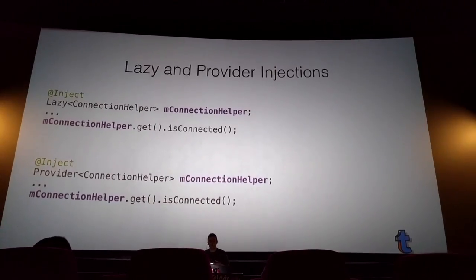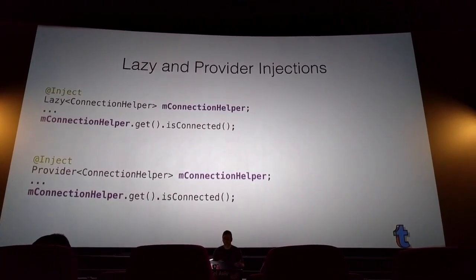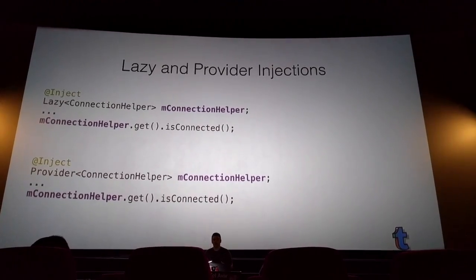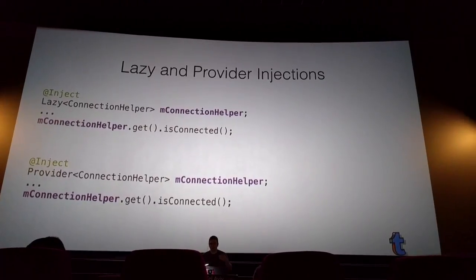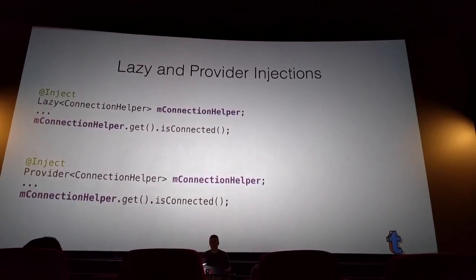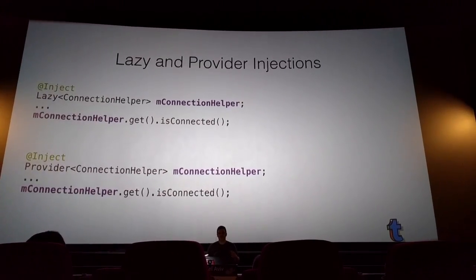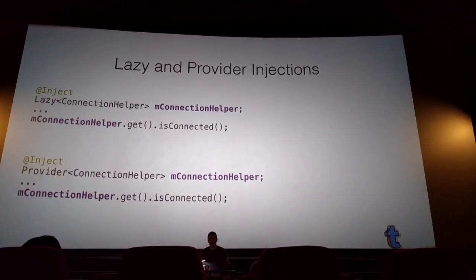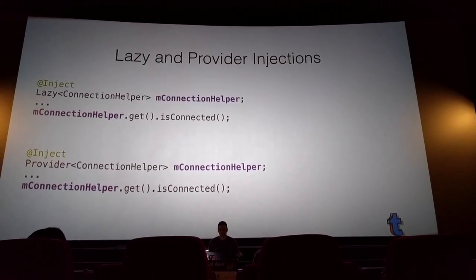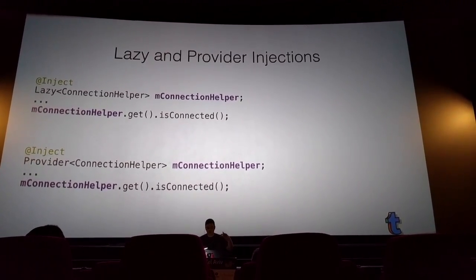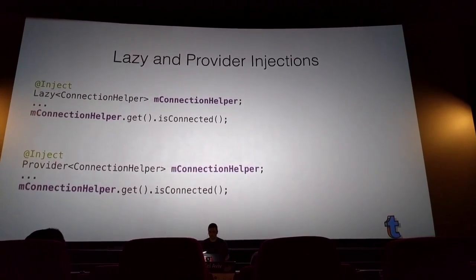It lets you create the same object over and over, multiple times. So let's say you want to create views on demand. You can tell it, provide me with an image view every time, let's say, I click a button. Provide me with a new image view, or provide me with a new predefined or pre-configured user object. Just say provider, you get your connection helper provider.get, and you get a new one every time.